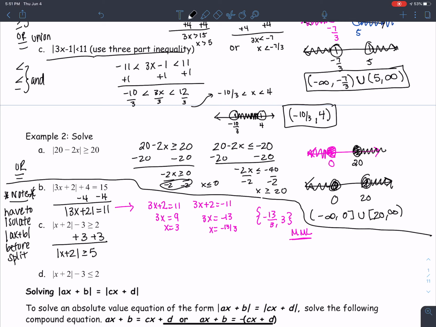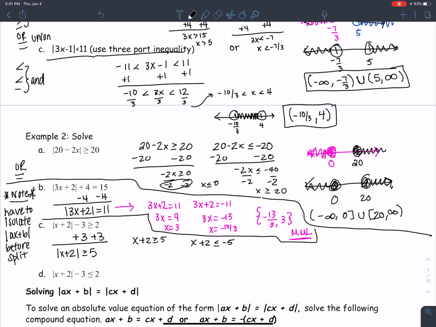So add 3 to both sides. Now we can split, okay? Once we isolate, we can split. This is one of the biggest mistakes, we forget to isolate, okay? So please, please, please isolate the absolute value, then you split. Everybody misses that, okay? So now we're going to split: x plus 2 greater than or equal to 5. Keep it the same. X plus 2, change the gate, change the sign.